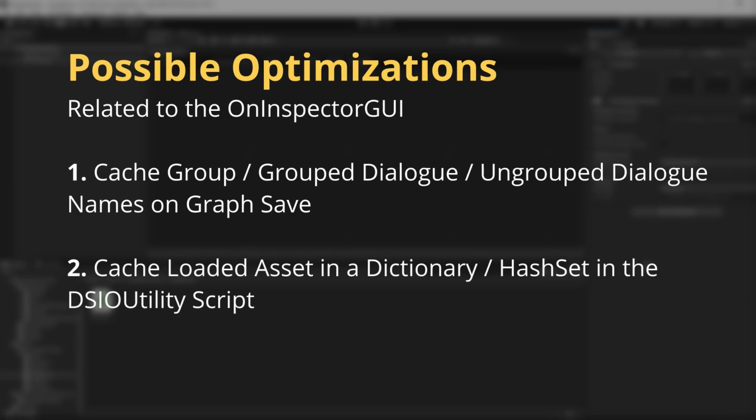The second one will be our loadAsset method. I'm not entirely sure if Unity already caches something internally, but if it doesn't, we are then loading the asset at every redraw, which can be expensive as well. One way to fix this will be to cache in the loaded asset into a static dictionary or hash set in our DSIOUtility script, which we will need to clear once in a while to make sure it doesn't waste unnecessary memory. But I'll leave that up to you because as far as my usage of this dialog system went, I didn't feel it being laggish or slow, so for me it's fine as is.